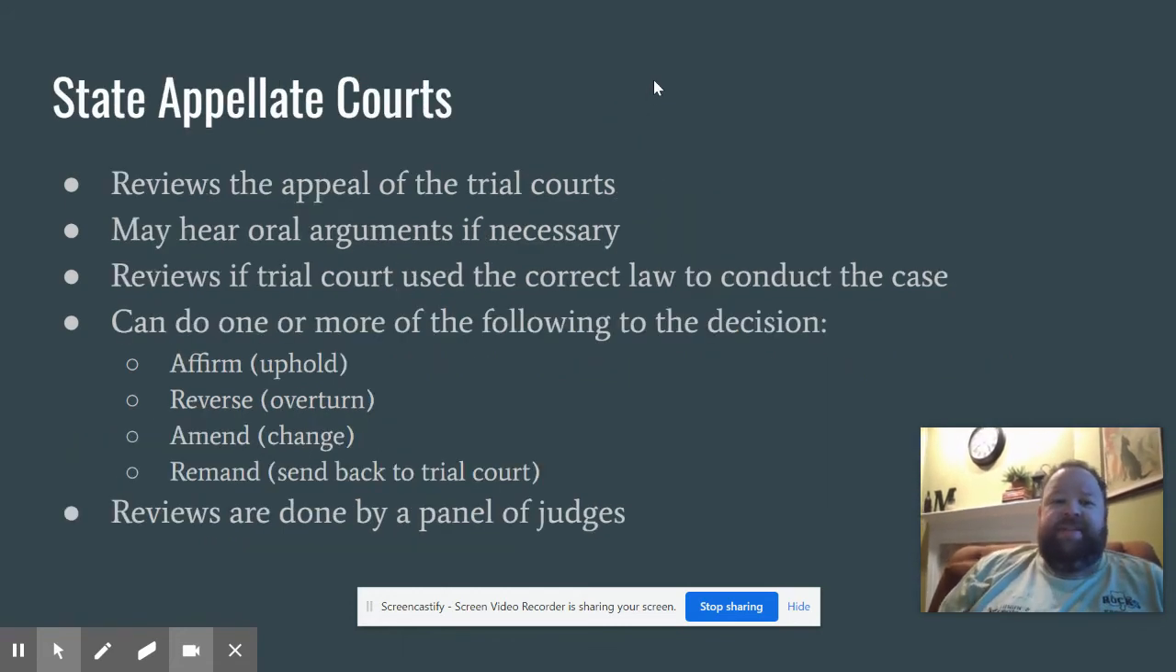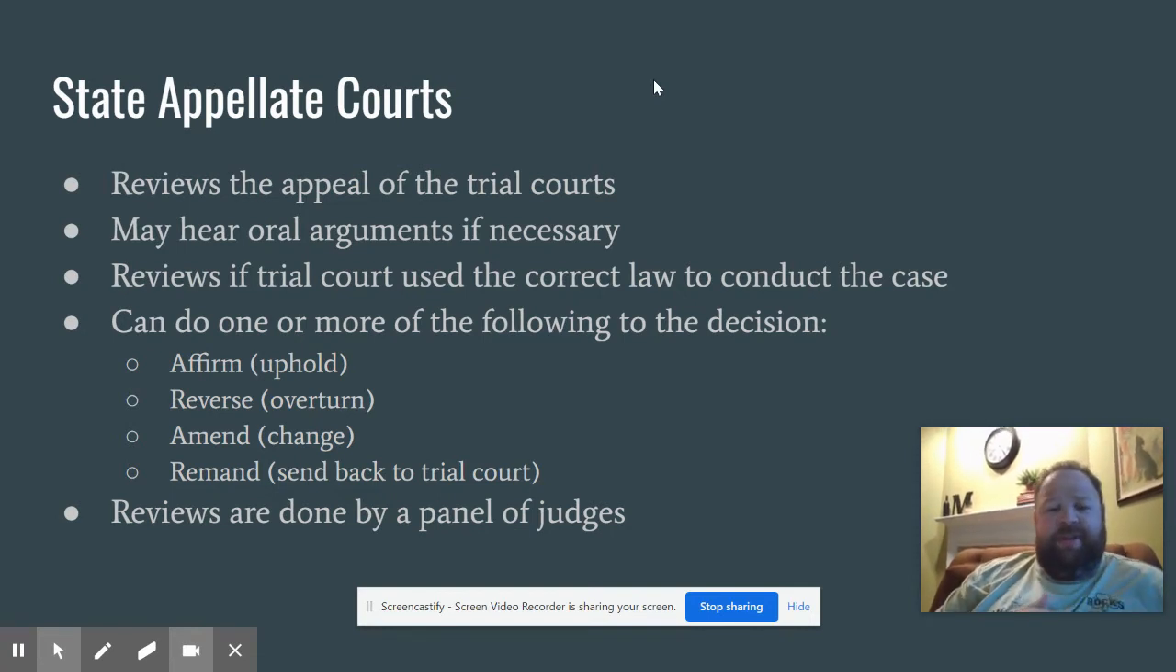The next level is the state appellate court. They typically review the appeals of the trial courts. So if something happens and the attorneys want to appeal, they'll go to the state appellate court. Unlike the federal courts, they can hear oral arguments, if necessary. They review the trial court to make sure the correct law was used to conduct the case.